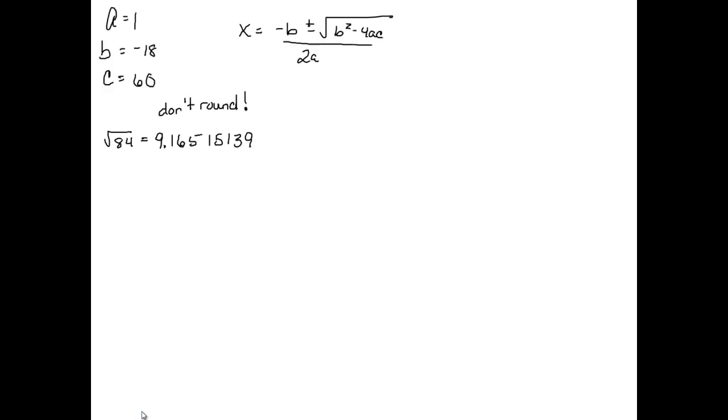Because we are doing a successive computation, don't round that yet. Write down all the digits that come out from your calculator. Then the two solutions will be negative b plus 9.165151329 divided by 2a, and negative b minus 9.165151329 divided by 2a. We now substitute the proper values into the problem for b and for a, and we do the computation, and we get our answer, and we finally round at the last moment.